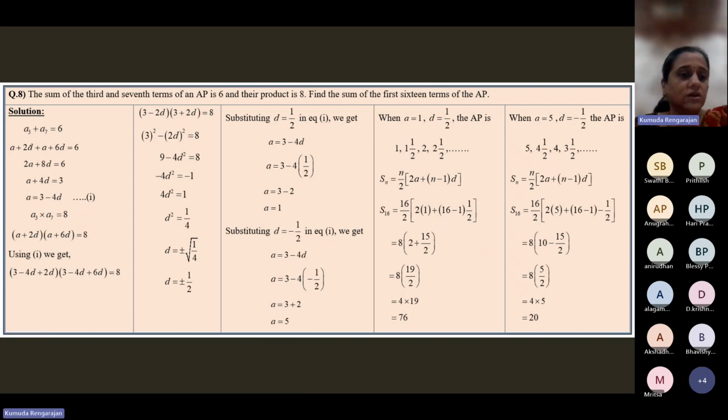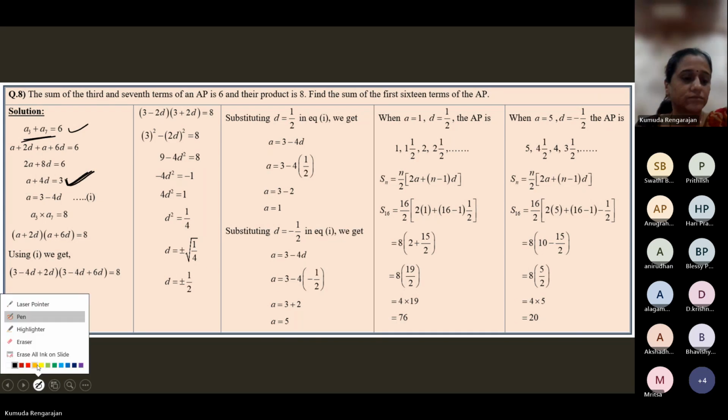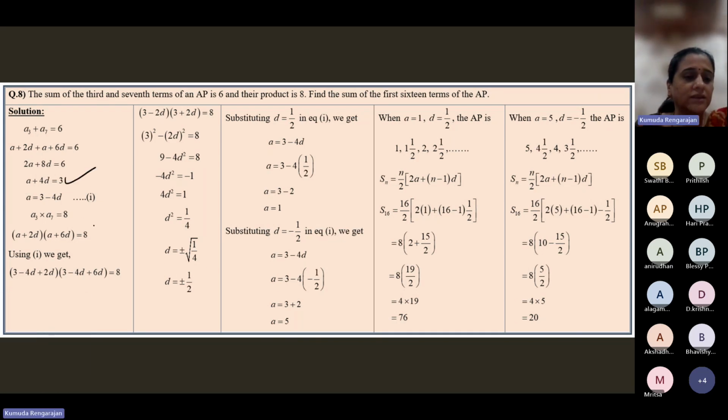So please see here, children. Sum of the third and the seventh term is 6, so from that you get this equation. And then the product of the third and the seventh term is 8. Since you will not get a linear equation in A and D from this one, we have to use a substitution method.